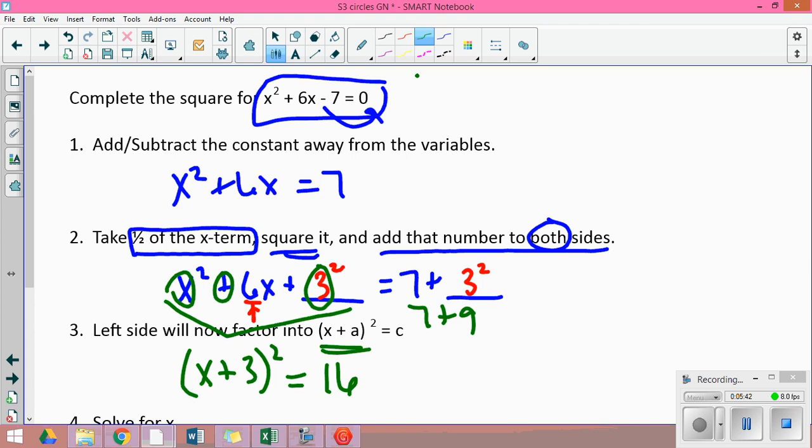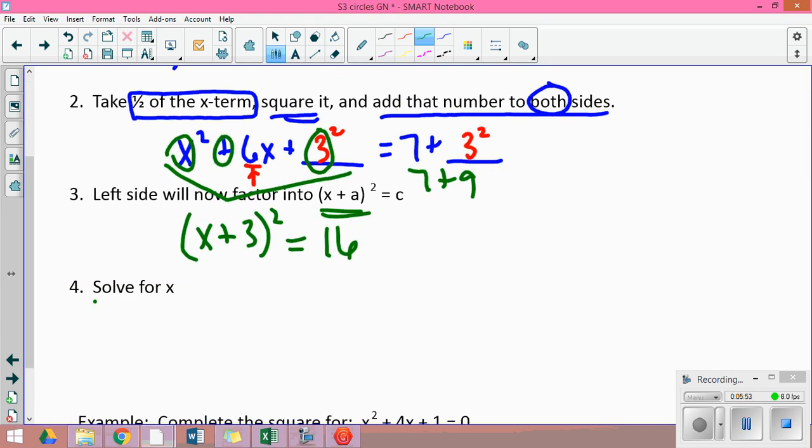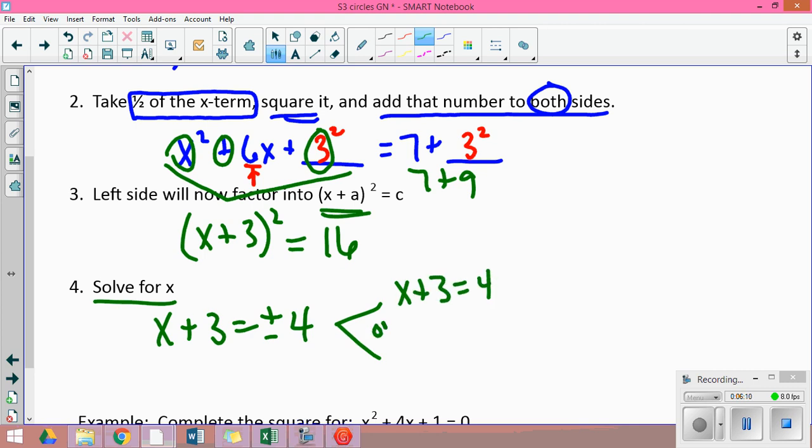So I've just turned something that wasn't a nice factoring pair into something that was. Now, algebraically, we could now solve for x, which is cool. If I'm going to undo a square, I'm going to take a square root of both sides. When I take the square root, remember plus and minus, which means I get 2 possible answers. X plus 3 equals 4, or x plus 3 equals negative 4.